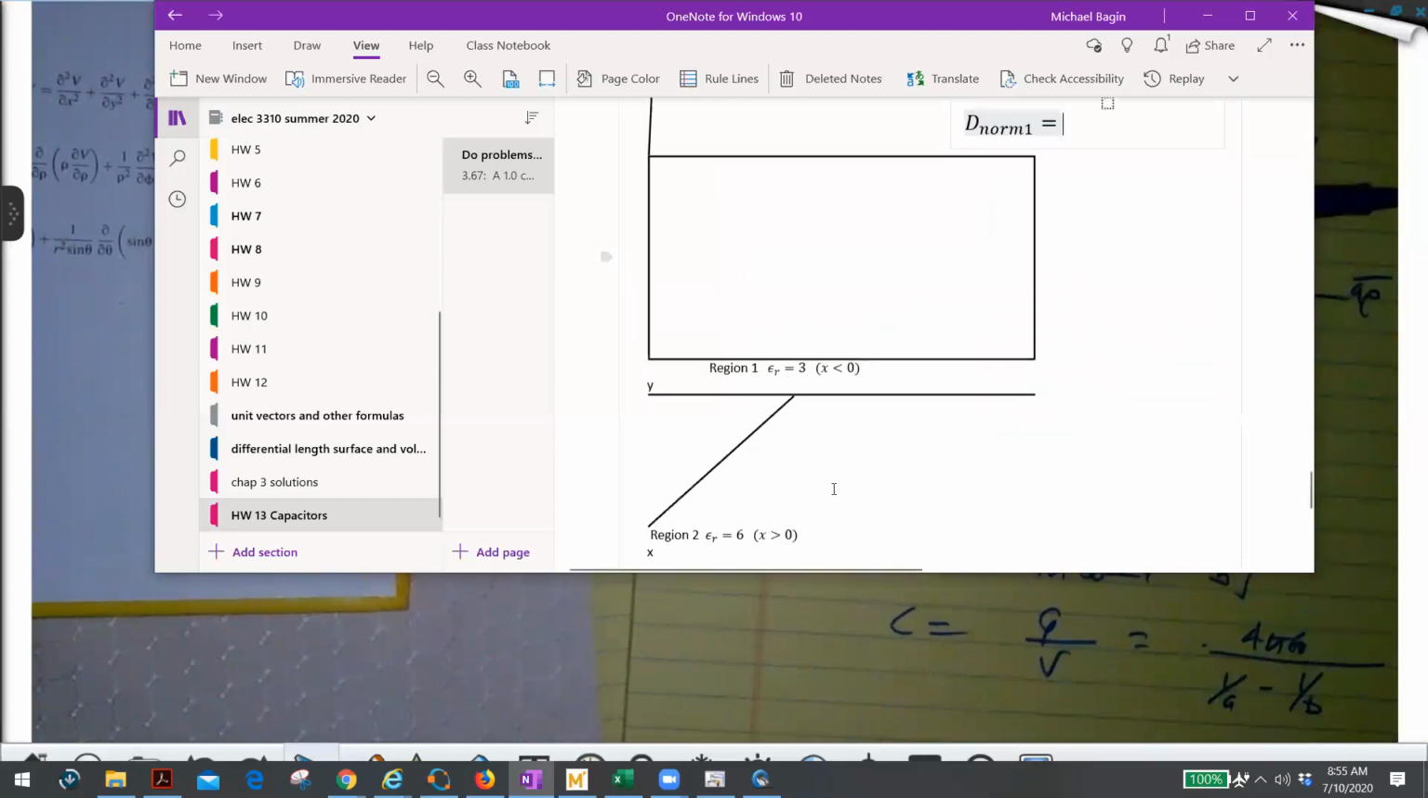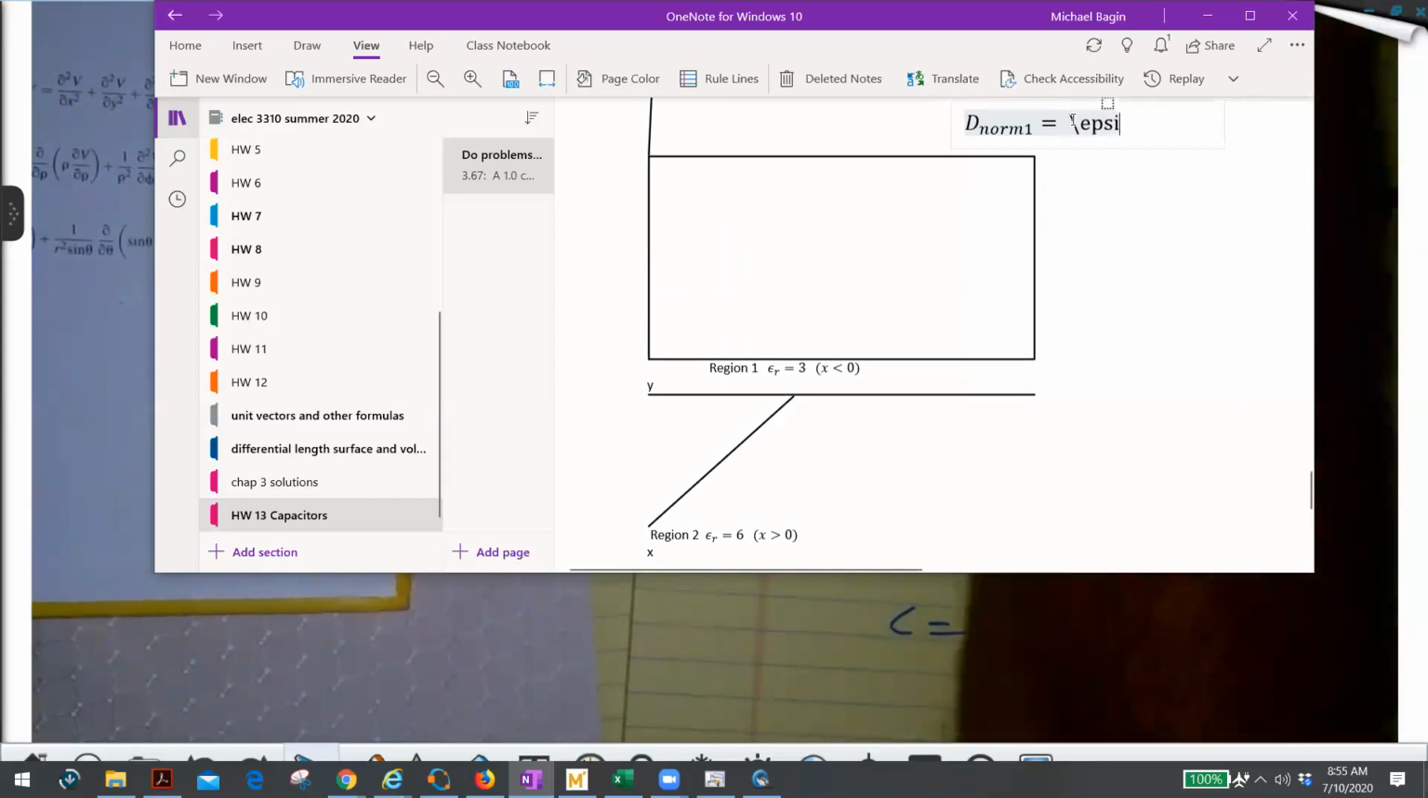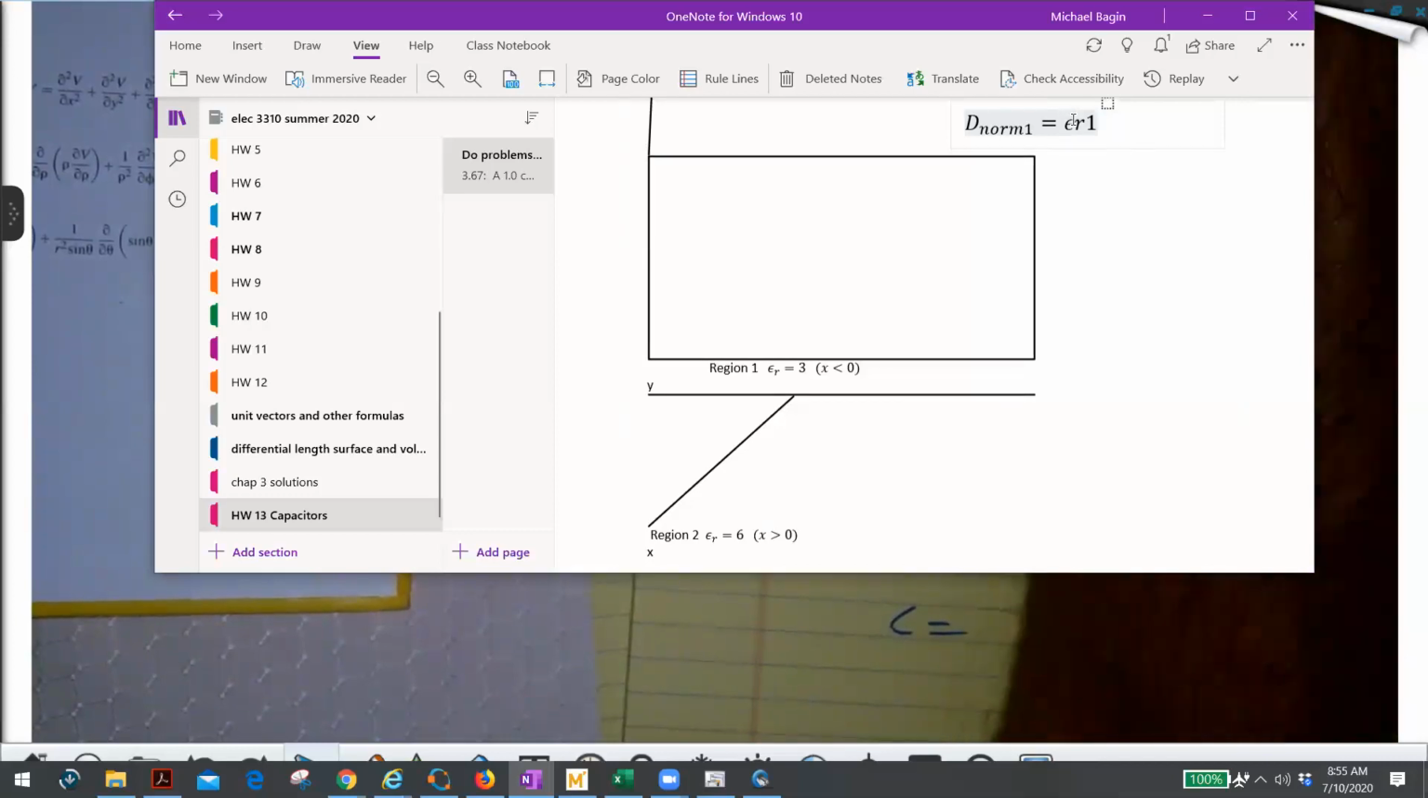Now you come here, now you can see that region 1 has an epsilon relative of 3, right? Matter of fact, I might as well just call it epsilon relative region 1, pardon me. And then it's going to be times epsilon 0.